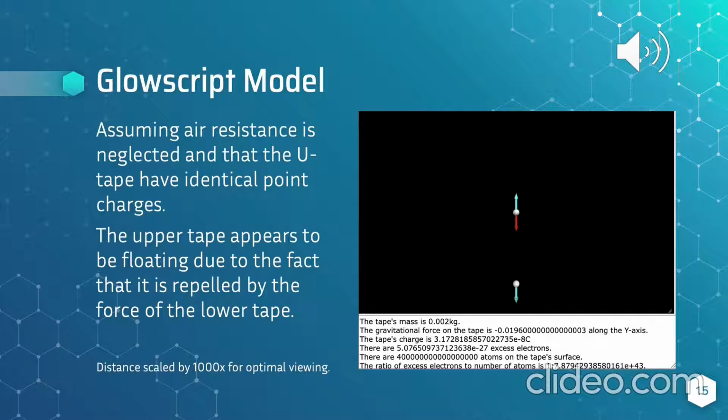On the right, you can see a visualization of this experiment as coded in GlowScript. You need to understand that the distance was scaled by 1,000 times for optimal viewing. I also would like you to assume that air resistance is neglected and that the two tapes have identical point charges. The upper tape appears to be floating due to the fact that it is repelled by the force of the lower tape, as you can see. In the text section of the GlowScript, you can also find the tape's mass, the gravitational force on the tape, the tape's charge, the number of excess electrons, the number of atoms on the tape surface, and the ratio of excess electrons to the number of atoms.